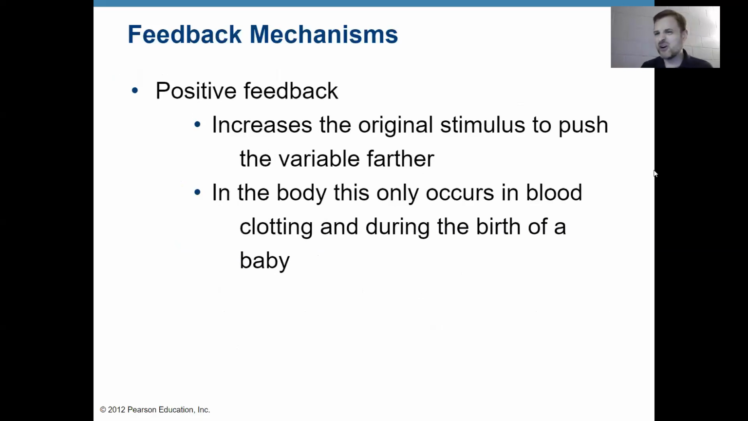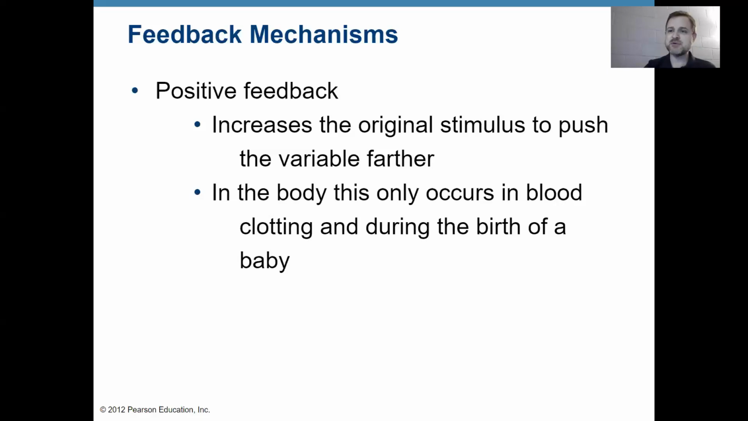Positive feedback, there really aren't that many in the human body. This would be where I have a stimulus, and my body basically wants the stimulus to happen more and more and more. An example is blood clotting. Usually you don't want your blood to clot, right? But if I have a cut, your blood starts to clot, and then it keeps clotting until the wound is healed. Childbirth is another one. When the uterus is contracting, those contractions start to amplify until the baby is born.